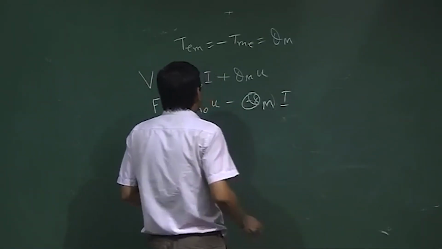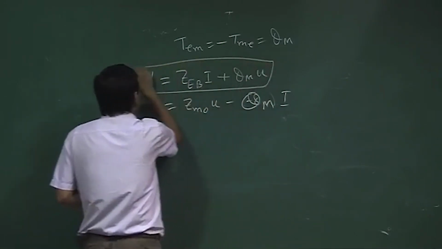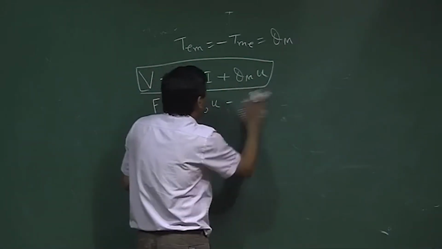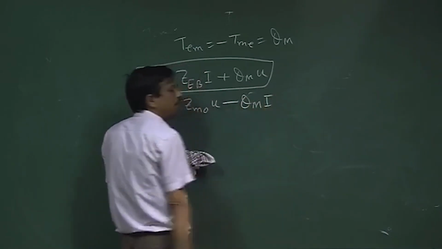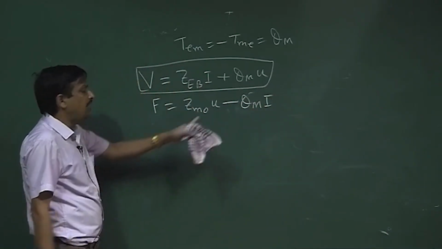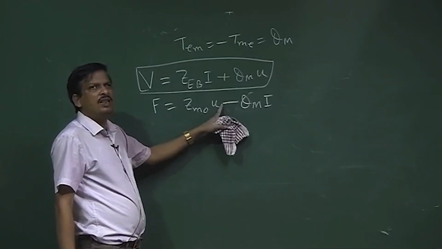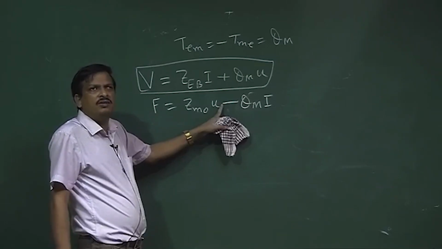So, in that case what is happening? V is equal to ZdV into I plus phi m U, but the force equation has minus phi m into I. So, minus phi m into I, can I realize that? No.